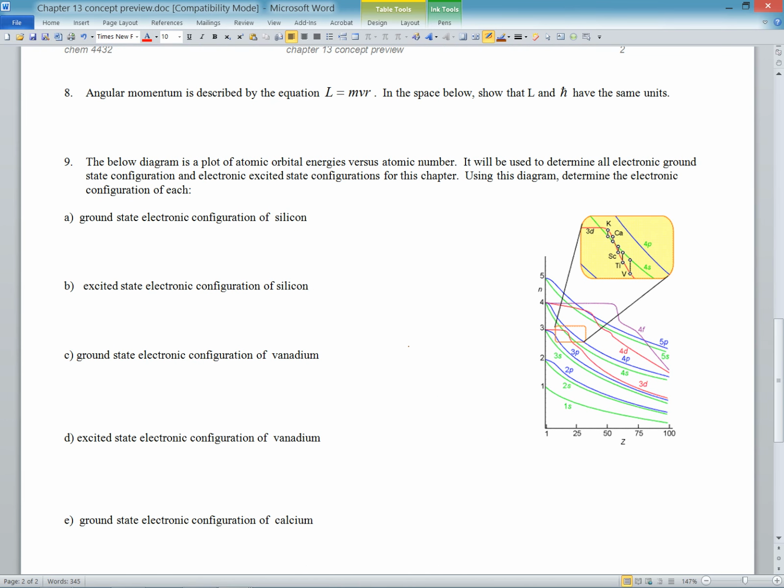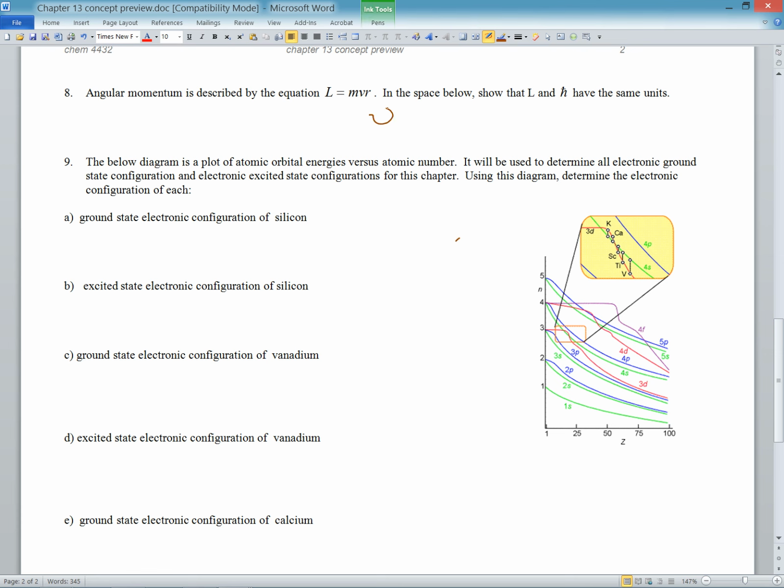Angular momentum is described by big L. Show that L and H bar have the same units. Okay, you should have a good shot at this. Try it. What's m? Mass. So it's in kilograms. And v is velocity, that'd be meters per second.